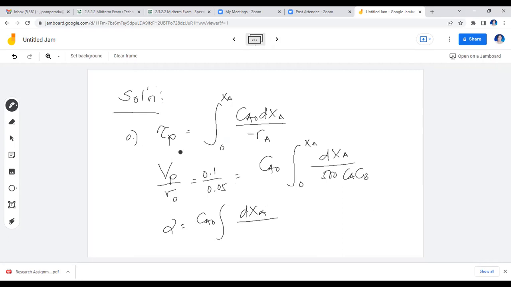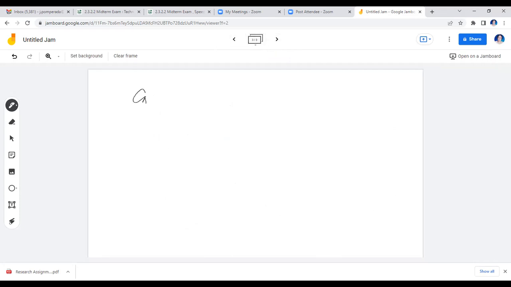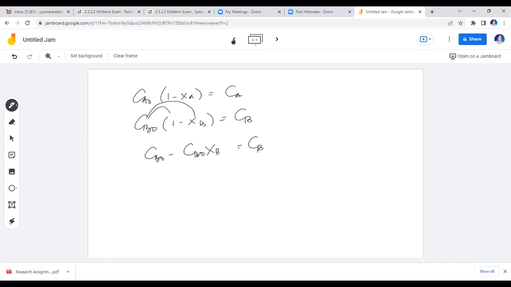So I can write it as 500 C sub A squared. Why? For those who have already forgotten, your CAO (1 minus XA) is your C sub A. And your CBO (1 minus XB) is your C sub B. Your CBO minus CBO XB is your C sub B. I just expanded. This CBO is equal to CAO, right? Because it's just equal for these two concentrations.